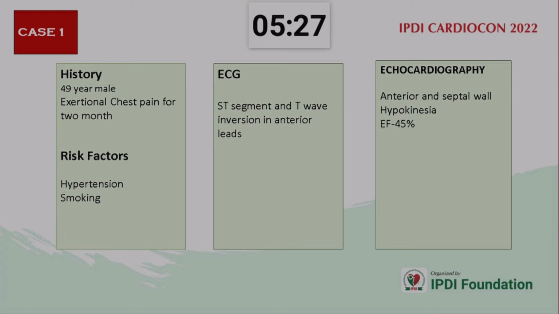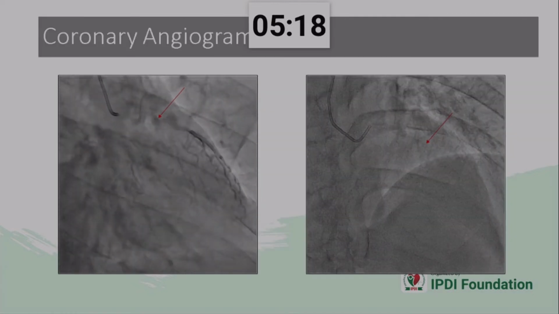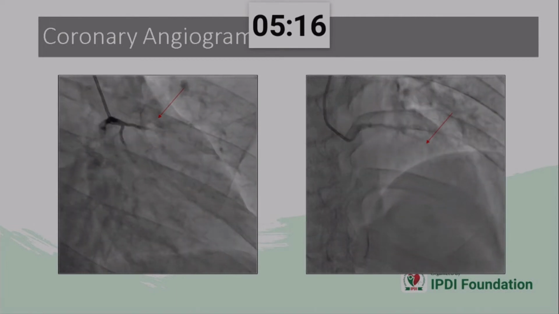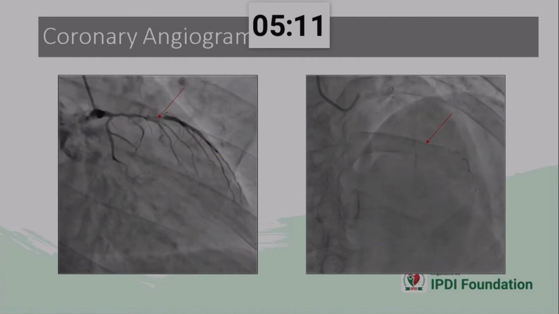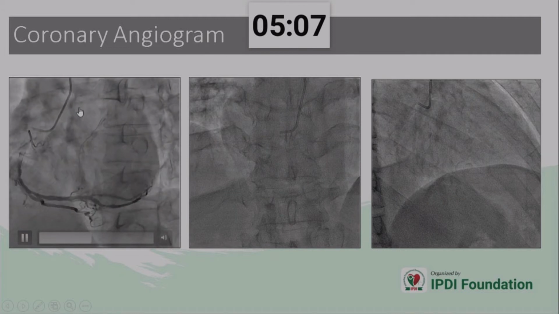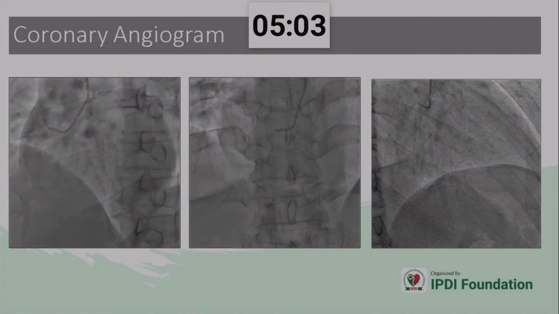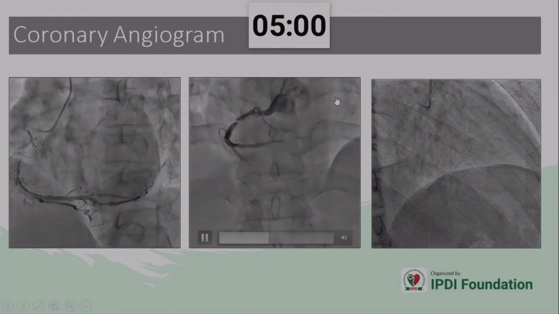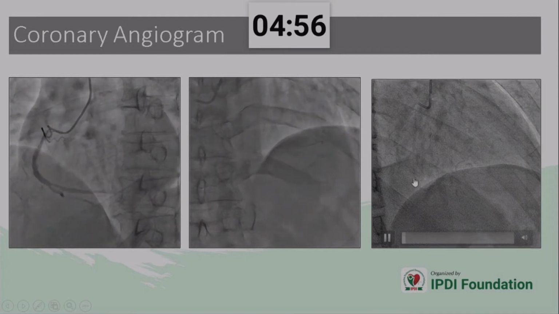ECG showed anterior ischemia, and there was anterior and septal wall hypokinesia with an ejection fraction of 45%. The coronary angiogram shows about 70 to 80% stenosis in the proximal and mid part of the LAD, followed by 100% stenosis in the mid part. This is the view of the RCA, where you can see only mild irregularities in the RCA with retrograde filling to the LAD.